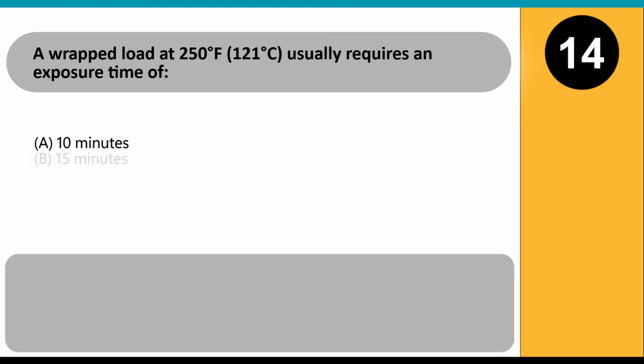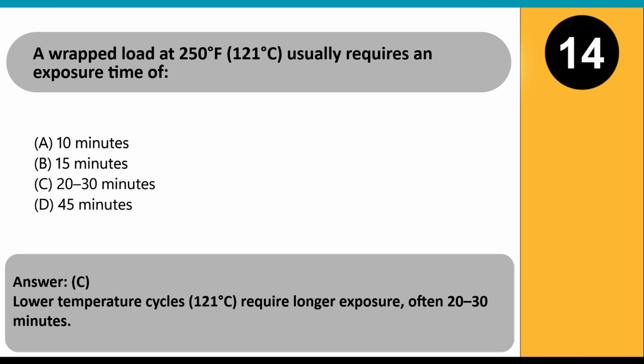A wrapped load at 250 degrees Fahrenheit, 121 degrees Celsius, usually requires an exposure time of: A. 10 minutes. B. 15 minutes. C. 20 to 30 minutes. D. 45 minutes. Answer: C. Lower temperature cycles, 121 degrees Celsius, require longer exposure, often 20 to 30 minutes.